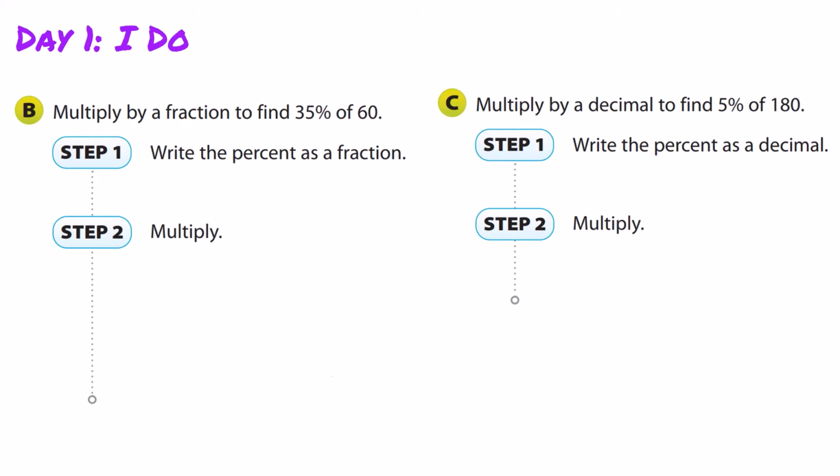Problem B. We will be multiplying by a fraction to find 35% of 60. Step 1. We will write the percent as a fraction. 35% of 60 is equivalent to 35 over 100 of 60. Now let's multiply. If we remember our mathematical terminology, of also means multiplication. So we'll simply replace the word of with the multiplication sign. Now let's multiply 35 over 100 times 60 over 1.